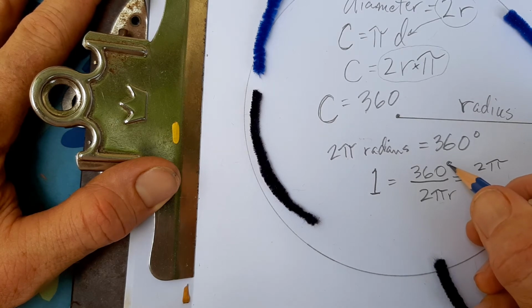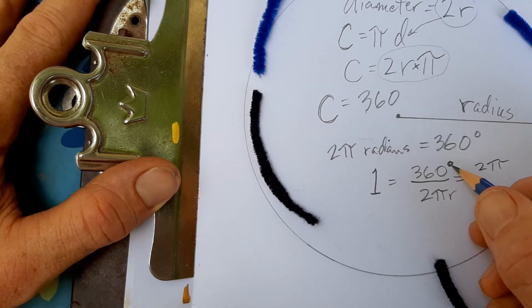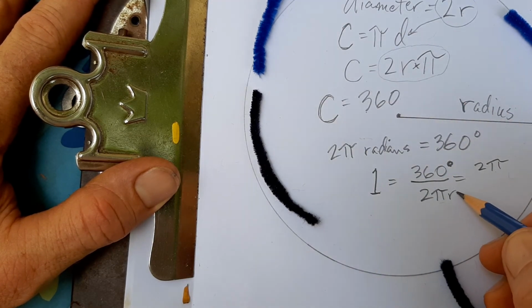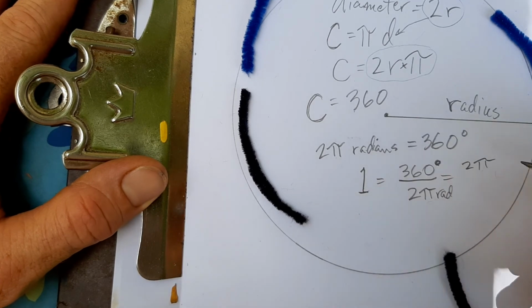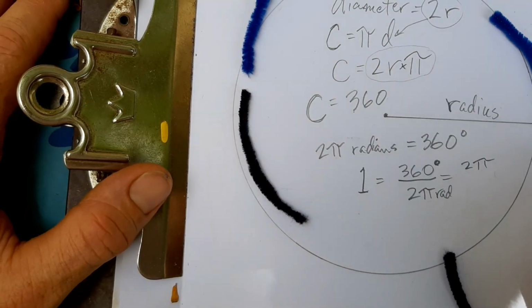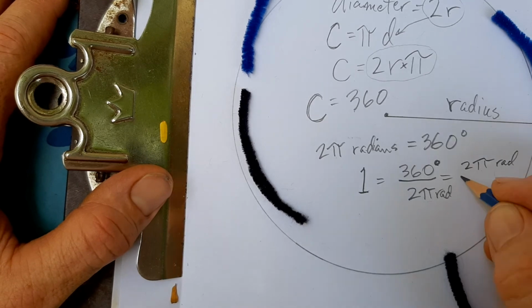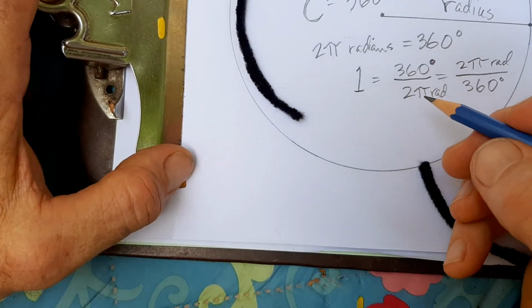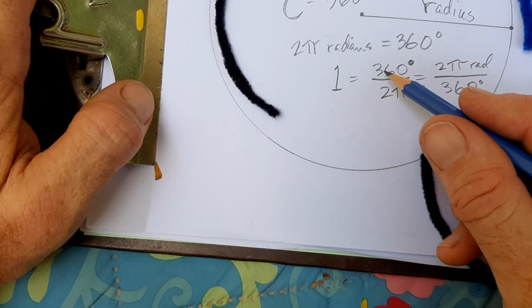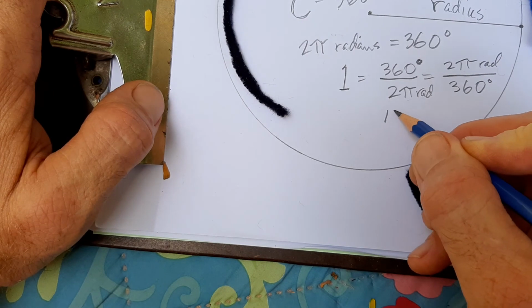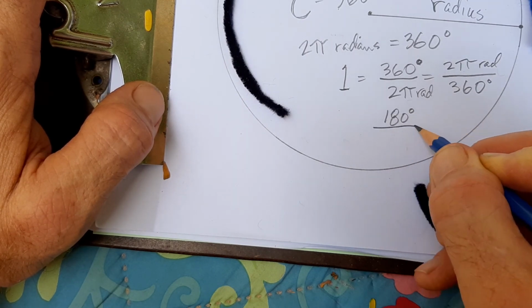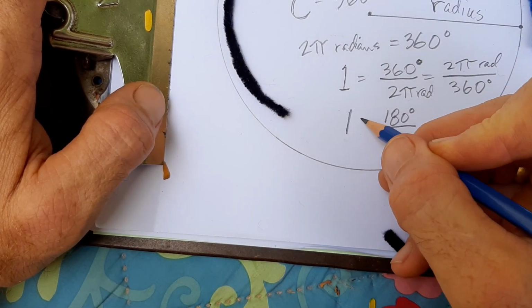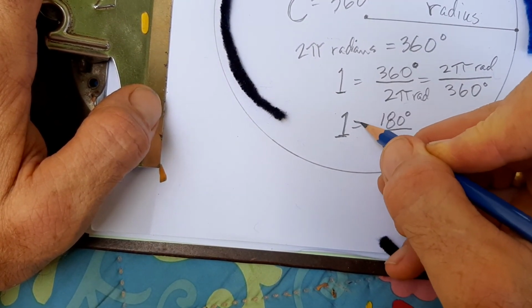Here are our units, just like inches and centimeters. Degrees is one way of measuring rotation, and radians is another way of measuring rotation. So 2 pi radians is the same as 360 degrees. And it's more useful, I believe, to divide both top and bottom by 2, and you get 180 degrees. Halfway around the circle is the same as pi radians.